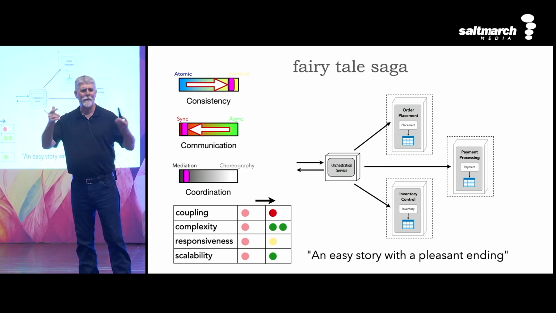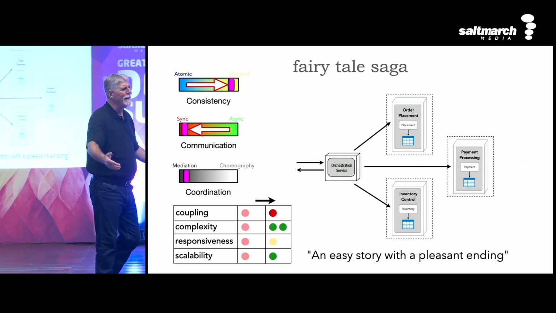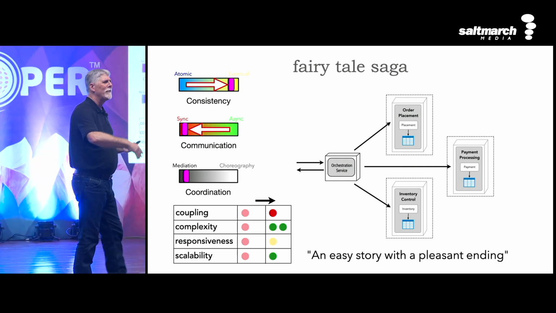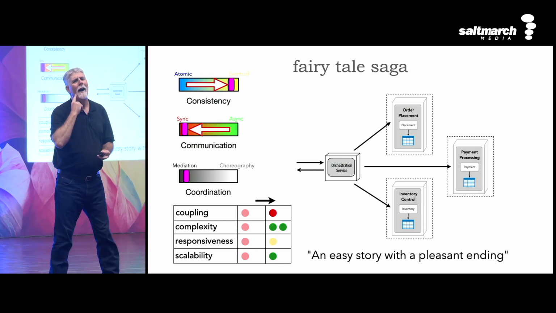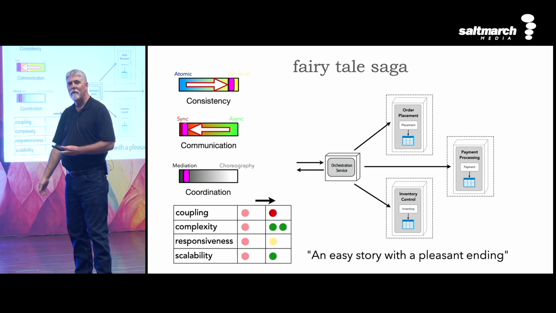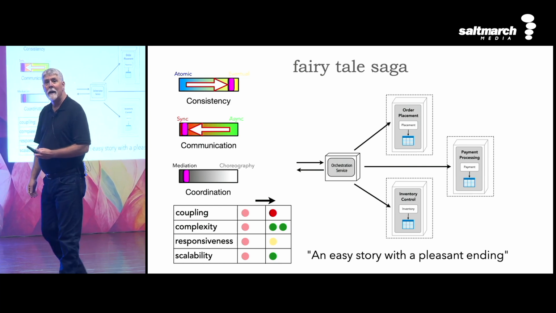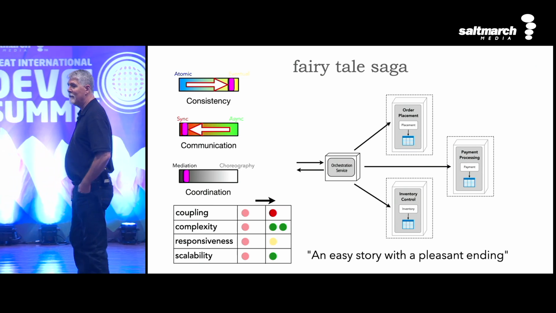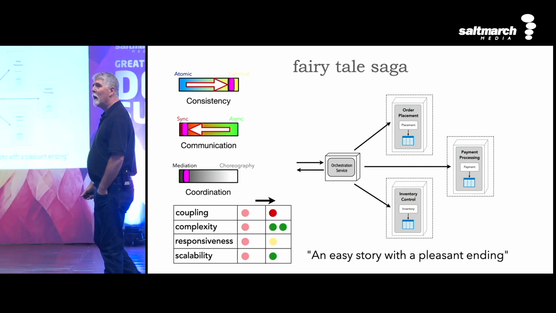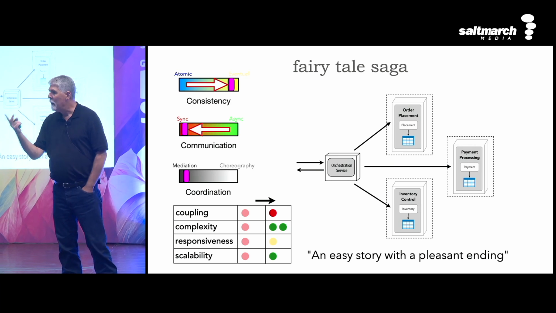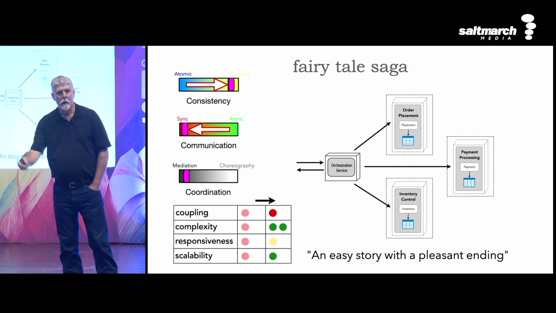A fairy tale is an easy story. It's a pleasant ending. Oh, the prince and the princess ride off into the sunset. Oh, tears coming down my eye. Yes, this is okay. Look at all the green. Complexity. 2 green dots. This is easy. This is the easiest one. It is the easiest combination of these 3 forces: eventual consistency, synchronous communication, and orchestration.